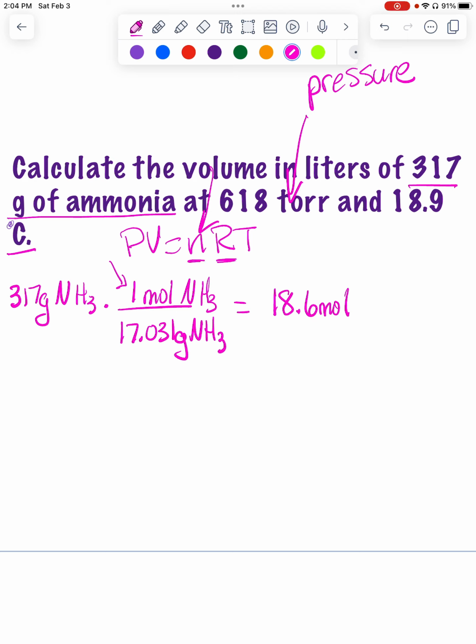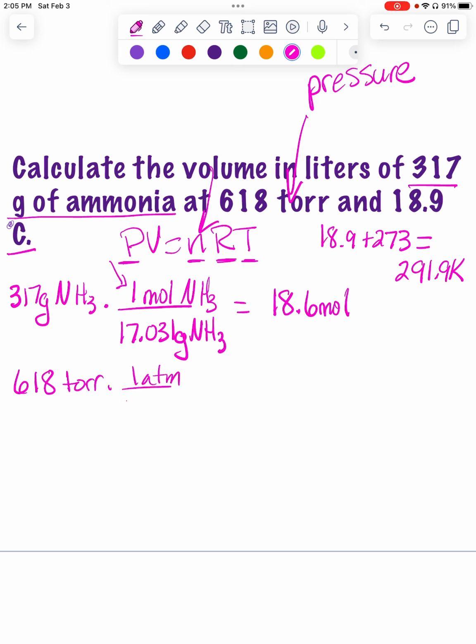All right, so I have moles now. I'm going to use the R of 0.08206 because I'm going to make sure I have liters and atmospheres. I'm going to need temperature, so 18.9 plus 273 gets me 291.9 Kelvin. That leaves one more conversion, and that's pressure, 618 torr. Well, 1 atmosphere is 760 torr, and I believe it's also 760 millimeters of mercury. All sorts of labels for pressure. When you do this very brief division, you get 0.813 atmospheres.